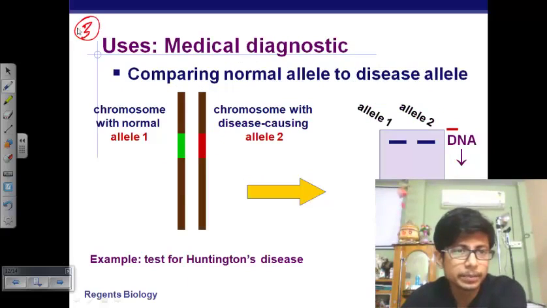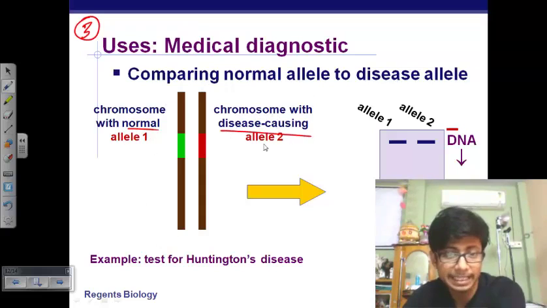The third use that we can make is medical diagnostics. Now we can compare the normal allele with the disease allele. Let's say this is chromosome number 1 for the normal person. This is the chromosome for the disease-causing allele. This is allele 2, the disease-causing allele. This is allele 1, the normal allele, the normal version.